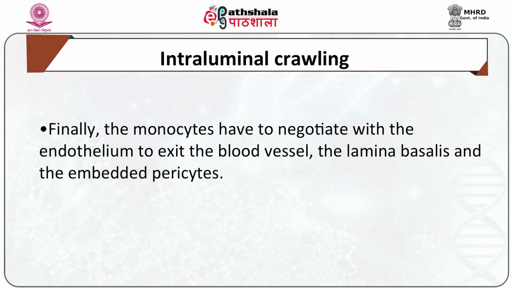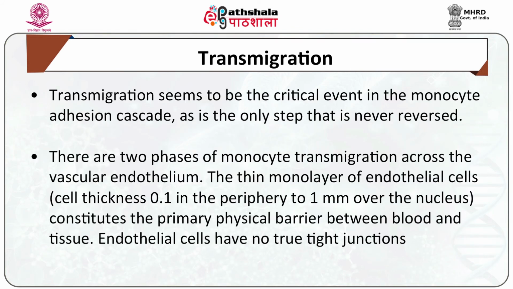Finally, the monocytes have to negotiate with the endothelium to exit the blood vessel, the lamina basalis and the embedded pericytes. Transmigration seems to be the critical event in the monocyte adhesion cascade and is the only step that is never reversed. There are two phases of monocyte transmigration across the vascular endothelium.